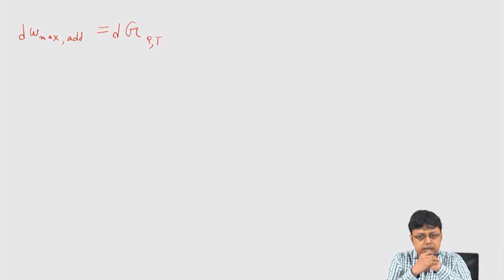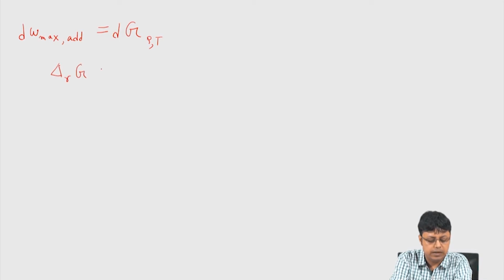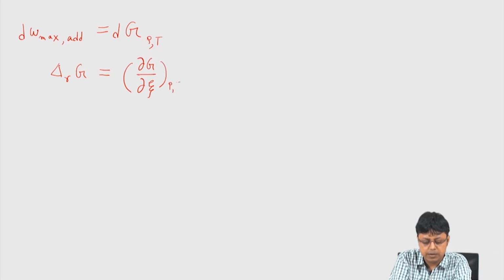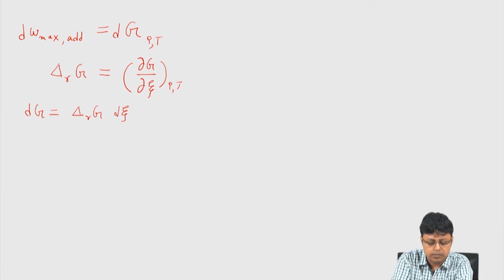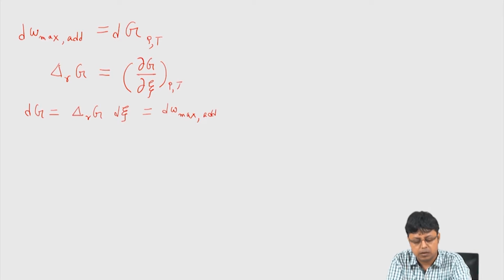Now, already in the previous lecture we defined the reaction free energy, or reaction Gibbs free energy, as the partial derivative of Gibbs free energy with respect to the advancement of the chemical reaction, where pressure and temperature were kept constant. So, you can easily figure out that dG is nothing but the reaction free energy multiplied by d xi, and that is the maximum work. I mean maximum work in the sense that it is the additional maximum work.